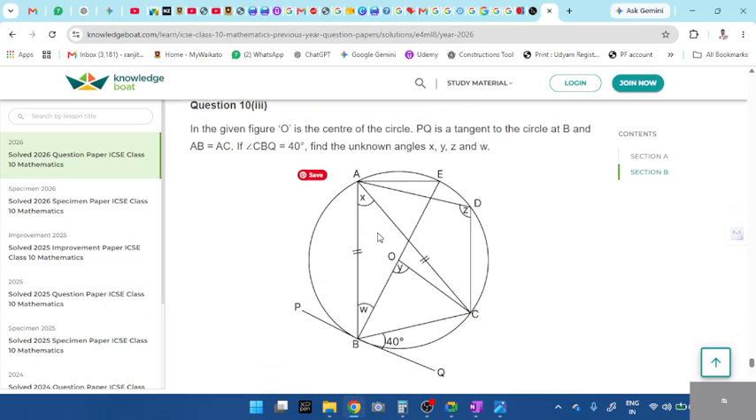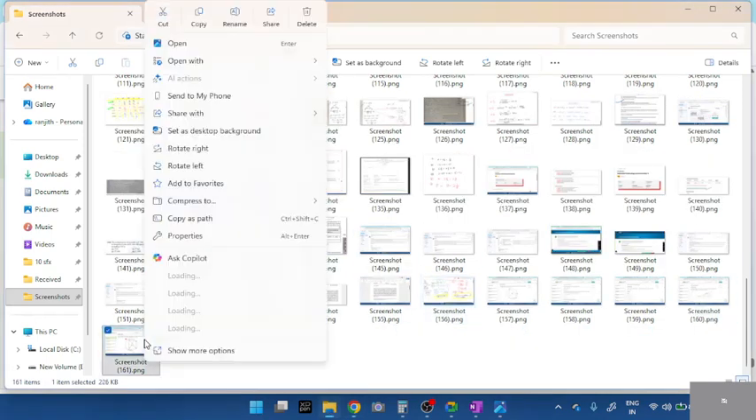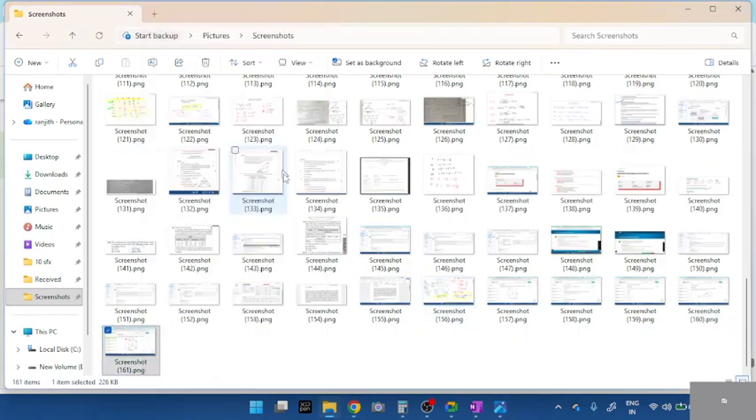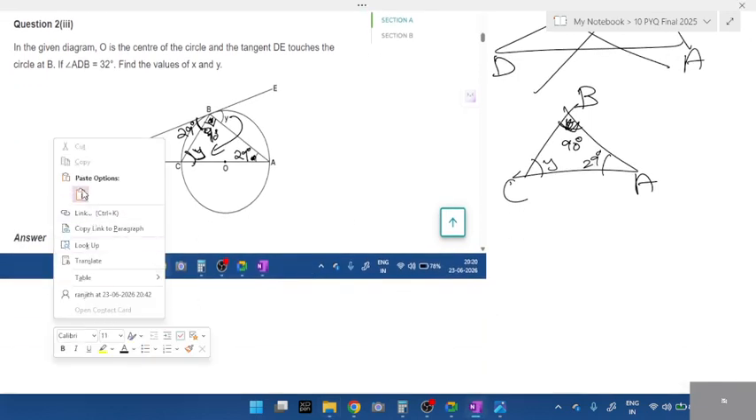Next one. In the given figure. Oh, this is complicated. 10th main third one. Look at this one, students. I'll send this for homework. Will you all try this? Try this question. We'll discuss tomorrow. We'll start the new chapter and discuss this tomorrow. I'll share this in the group.